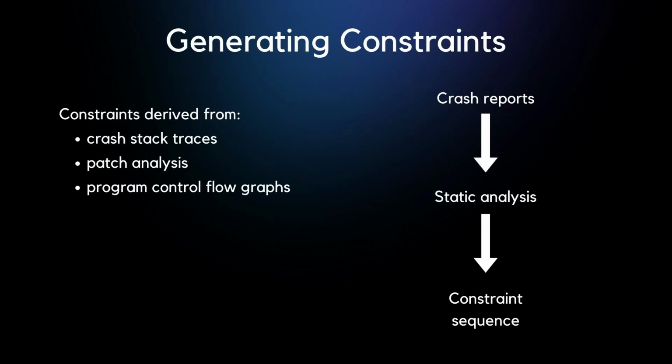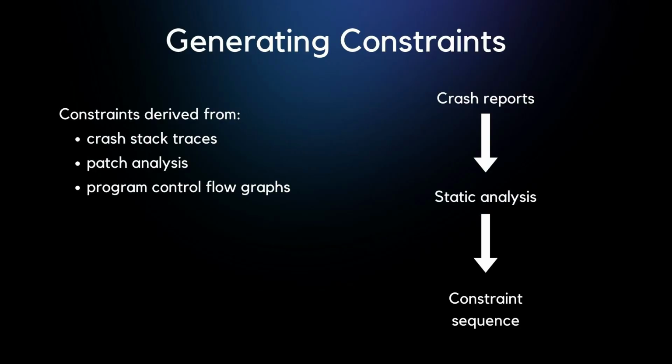Another useful source is patch analysis. When developers release a security patch, the modified code often indicates where the vulnerability existed. By analyzing these changes, the system can infer likely conditions that must be satisfied to trigger the bug.